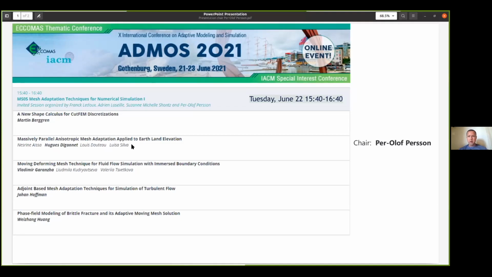So let's get started. Our first speaker is Martin Berggren, going to talk about a new shape calculus for cut FEM discretizations.